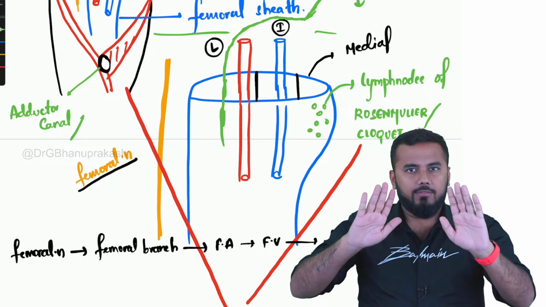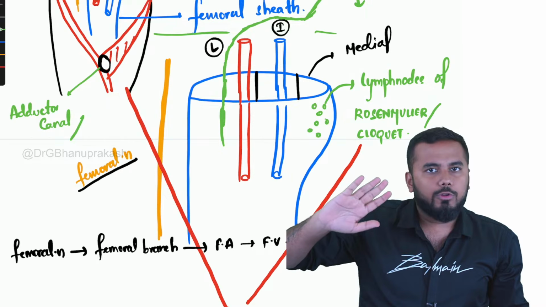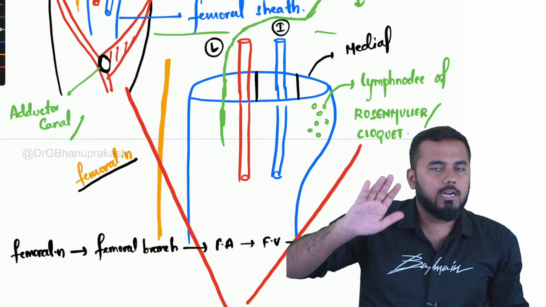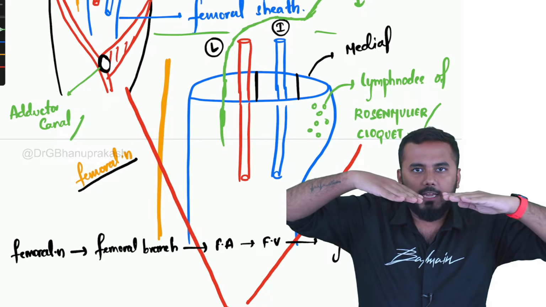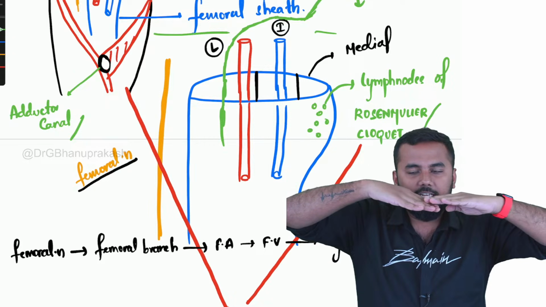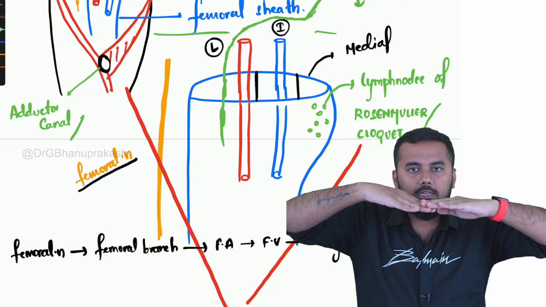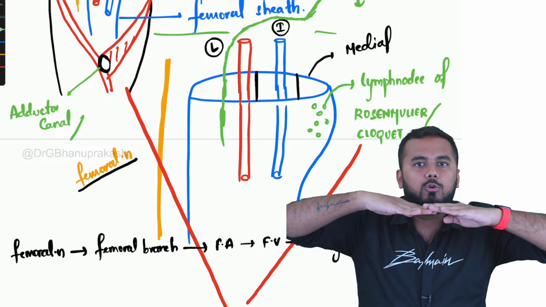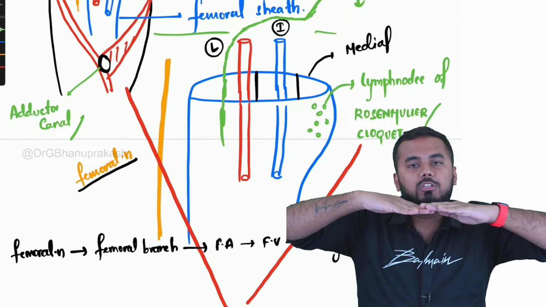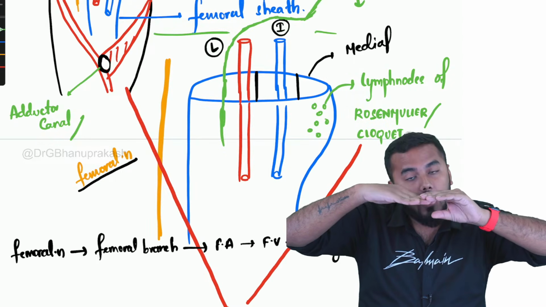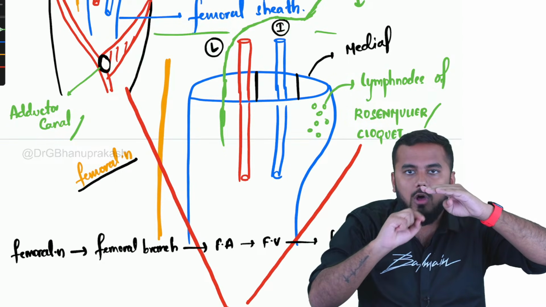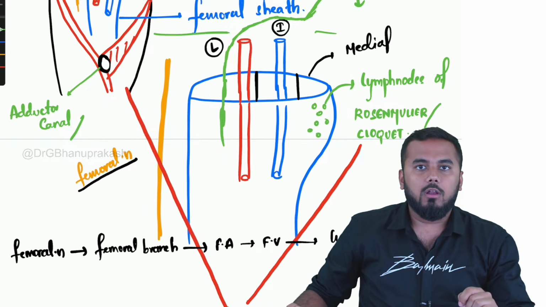Look here very carefully. My right hand is Sartorius. Left hand is Adductor Longus. Sartorius is coming like this and it is touching the Adductor Longus. Now, if I ask you a question, where is Sartorius? You will answer me, Sartorius is located below Adductor Longus. Yes, it is located below. Below this Sartorius, you get a small hole. That is called the Adductor Canal.